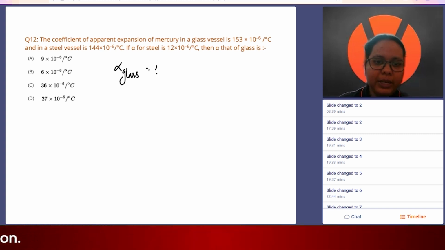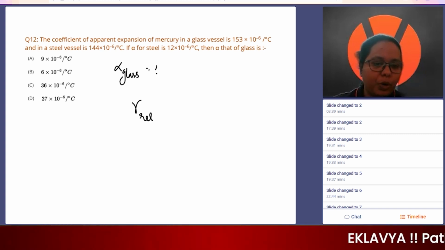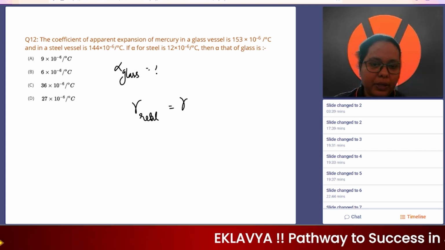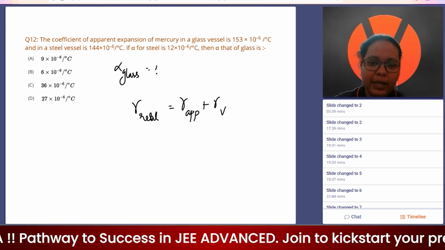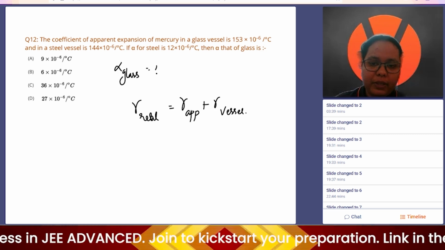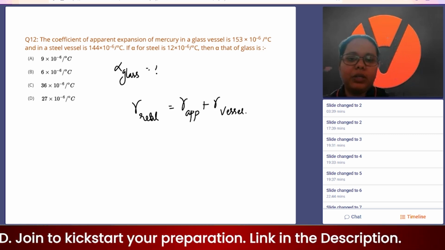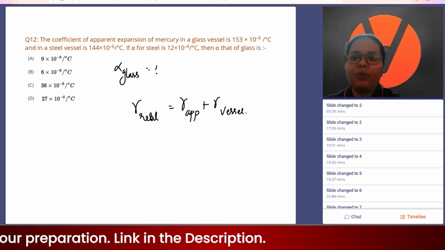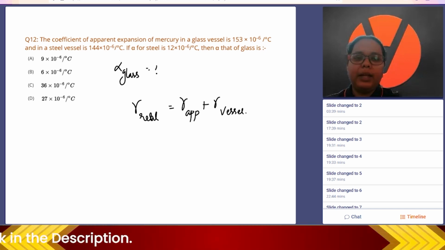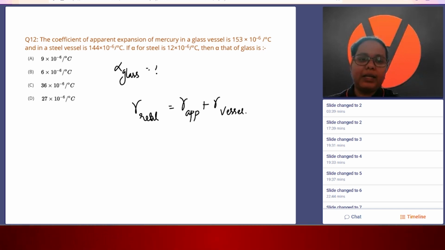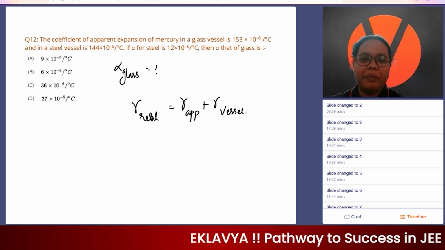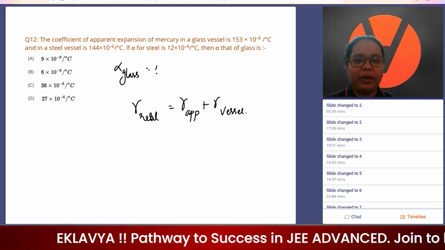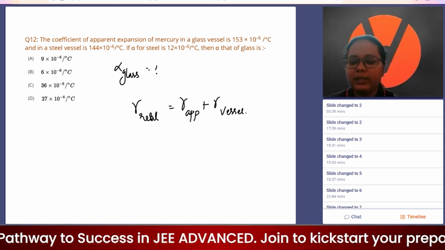So it's a direct substitution question. Real expansion is equal to apparent expansion plus expansion of the vessel. So we will equate it for steel and glass. Then we need to substitute the apparent expansion of glass and steel, and then the alpha value. With the basic calculation, you will find the value for glass.